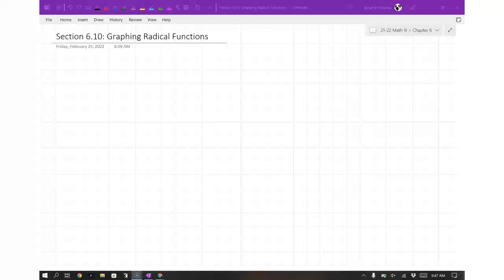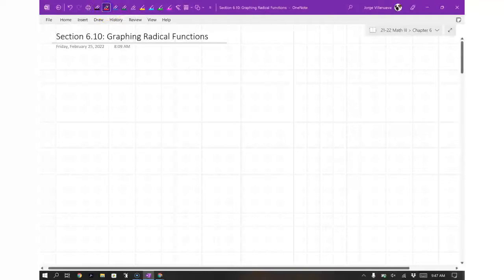Okay, so section 6.10, graphing radical functions. First of all, you guys have to know what the standard form of it is. So let me write that for you guys. Okay, so standard form is going to look like this. Y equals a times the square root of x minus h, plus k. All right, that's the standard form.